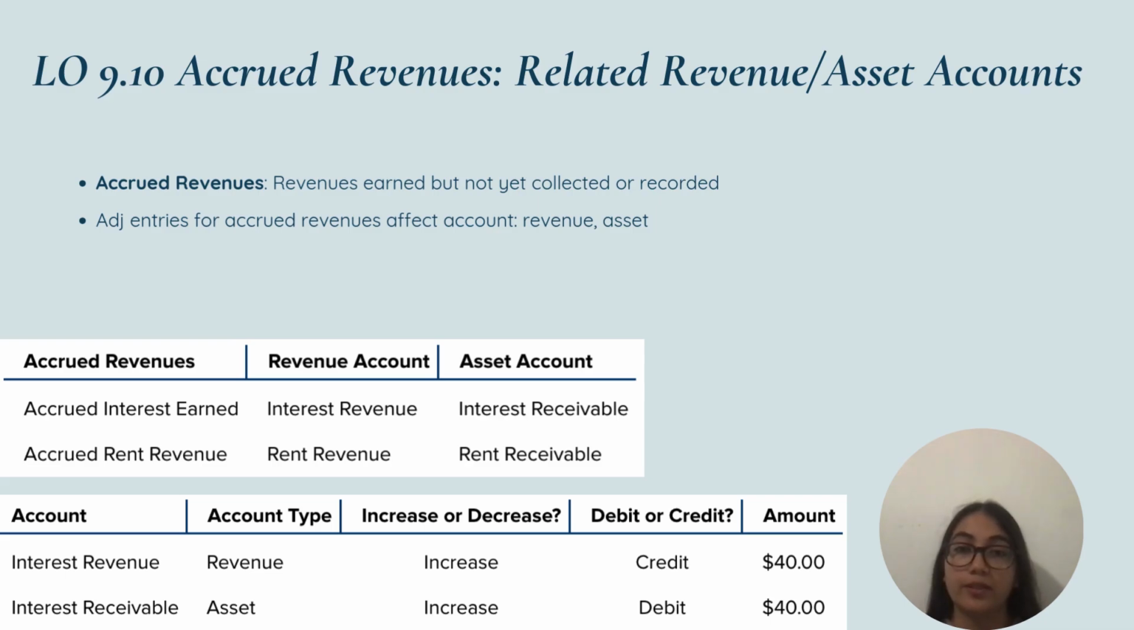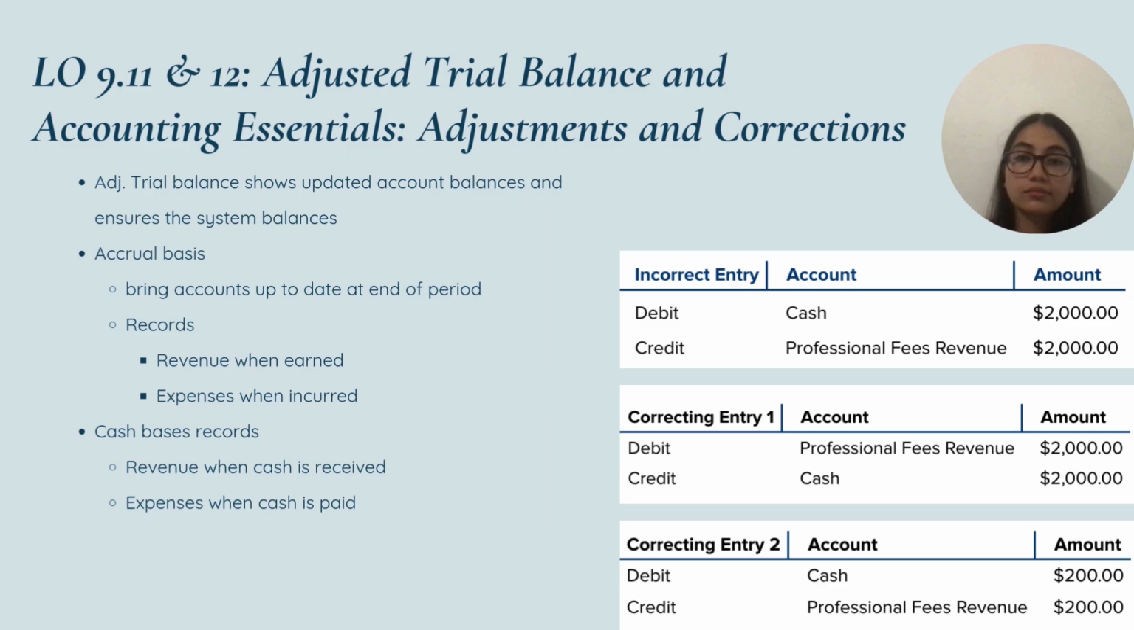With this is an adjusting entry to show accrued interest earned as follows. Interest revenue would increase credits by the amount of $40, and interest receivable would increase debits by the same amount. After adjusting entries are made, the adjusted trial balance is prepared to view updated account balances and to ensure the system balances. Also, to conclude this presentation, the accounting essentials will be discussed.